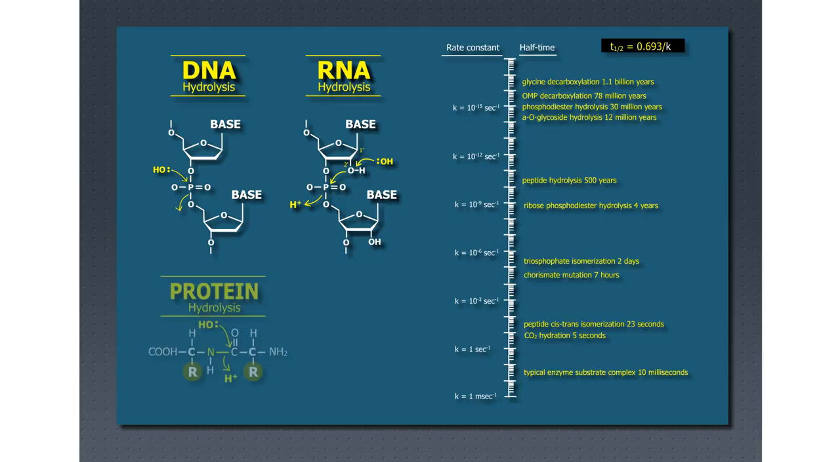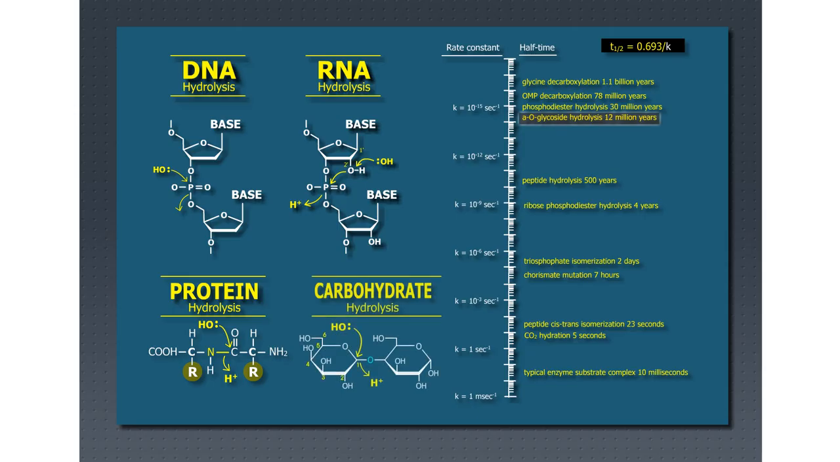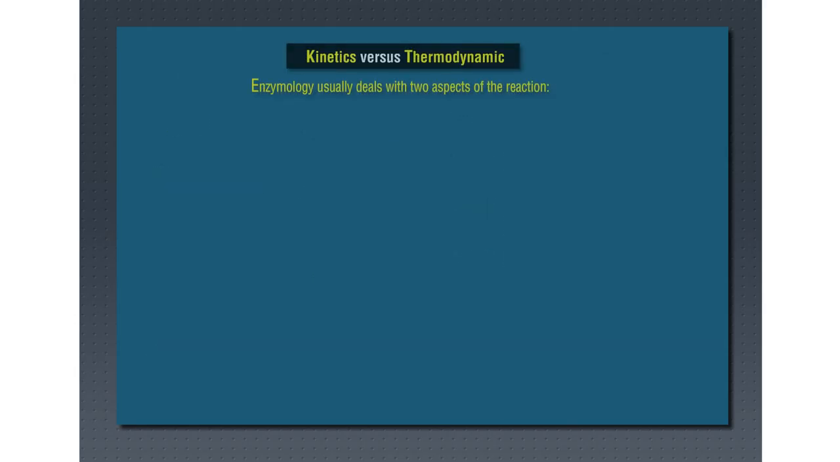The uncatalyzed hydrolysis of a peptide bond in proteins has a half-life of roughly 500 years, whereas that of a glycosidic bond has a half-life of about 12 million years. In its presence, an enzyme can enhance the rate of a reaction by factors of 10^7 to 10^15, accomplishing in 1 second what would otherwise take hundreds of millions of years in the absence of an enzyme.